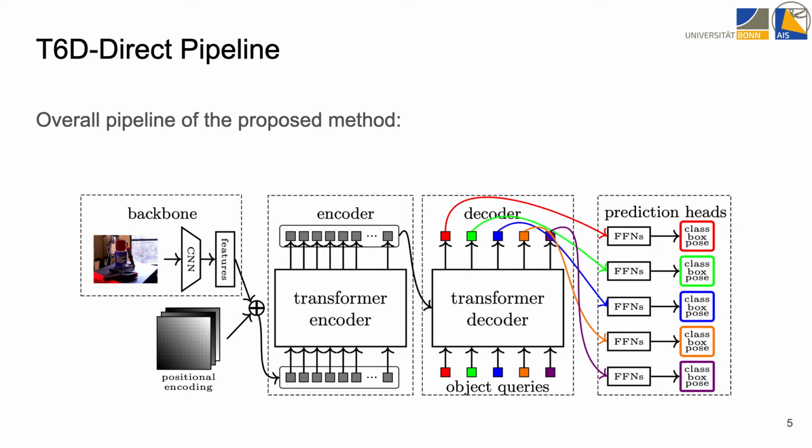Inspired by that, we proposed T6D-Direct, a direct single-stage method for multi-object 6D pose regression in real time. It has an end-to-end pipeline where it estimates all object poses in one forward pass. The proposed model has 5 components: backbone, positional encoding, encoder, decoder, and finally prediction heads. In the next slides, I will explain each component in detail.